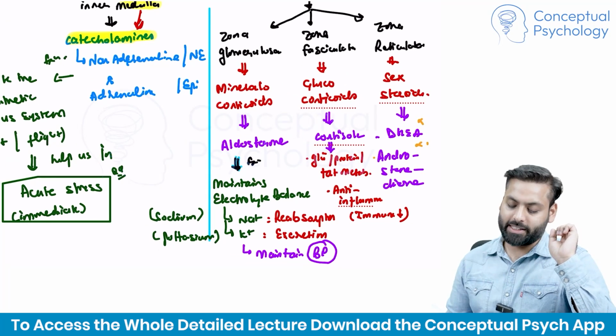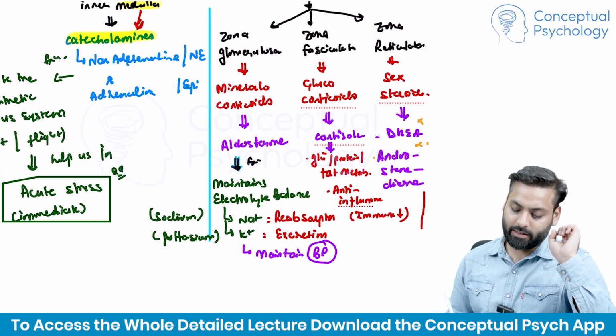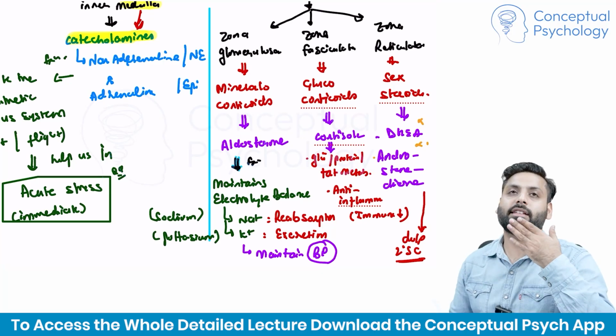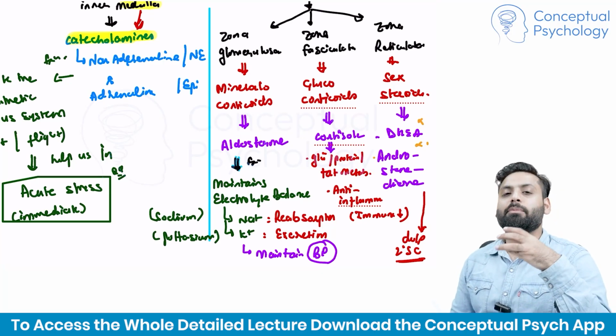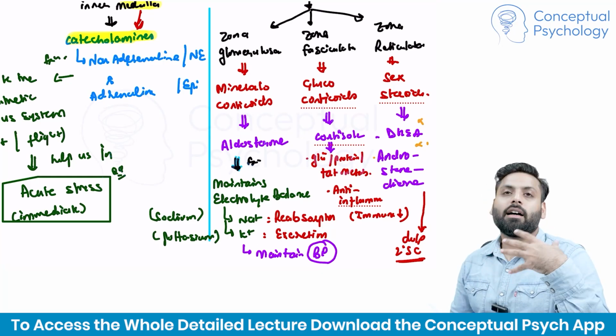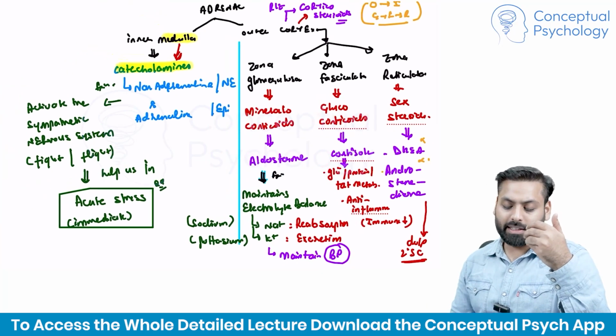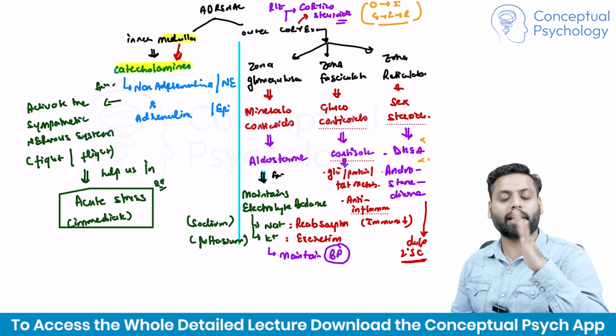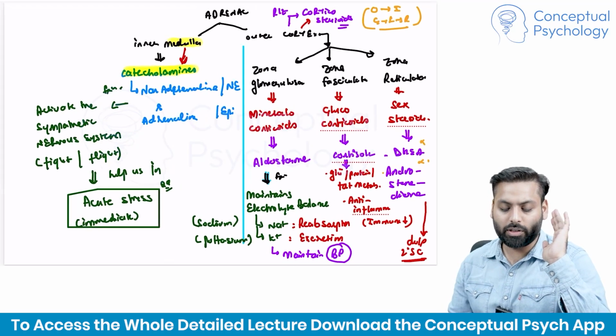And what is the function of these sex steroids? The function of these sex steroids is to develop secondary sexual characteristics. They have a role, but it is very minor. Mainly it is our gonads which cause these sex steroids release, but somewhat is released by the adrenal cortex also. Okay, understood?